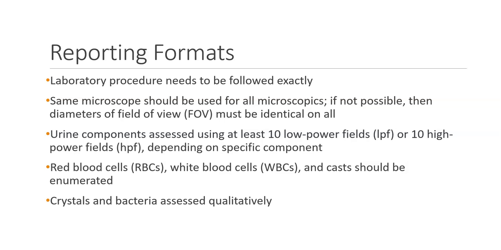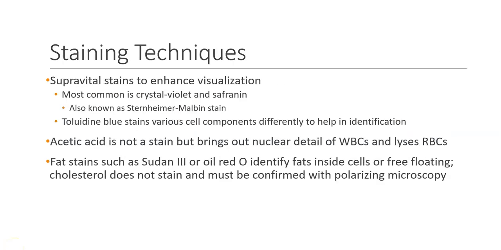The urine components are assessed using at least 10 low power fields or 10 high power fields, depending upon the specific component that you're looking for. Red blood cells, white blood cells, and casts should be enumerated. You actually count the number of them in each field. Crystals and bacteria are assessed qualitatively using a 1+, 2+ system. And again, you will be trained on the quantitation of formed elements at your specific laboratory and how to report those out. Some laboratories will add stain to the sediments, others will not.